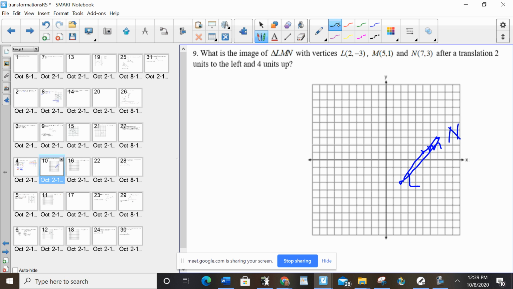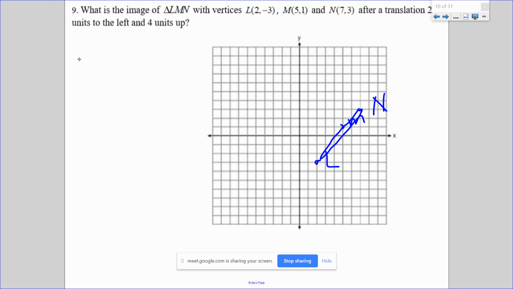If they want us to go 2 left and 4 up, I'm going to take each point. I'm going to go 2 left, 4 up. That's L prime. 2 left, 4 up. That's M prime. 2 left, 4 up. That's N prime. And that's it. Translation is one of the easiest things. You're literally just sliding each point on the graph.